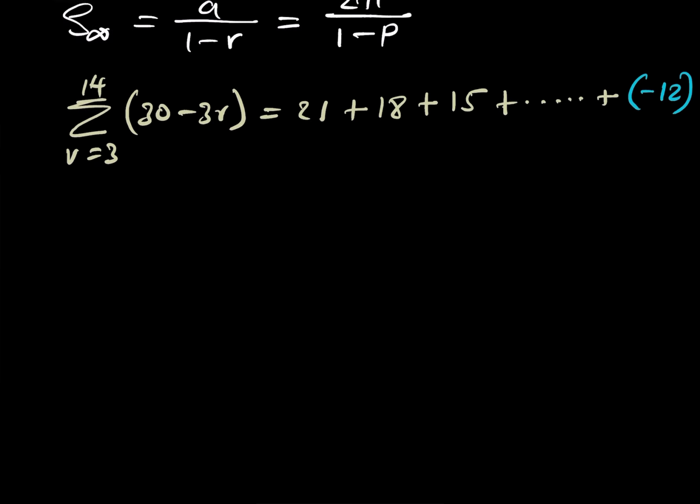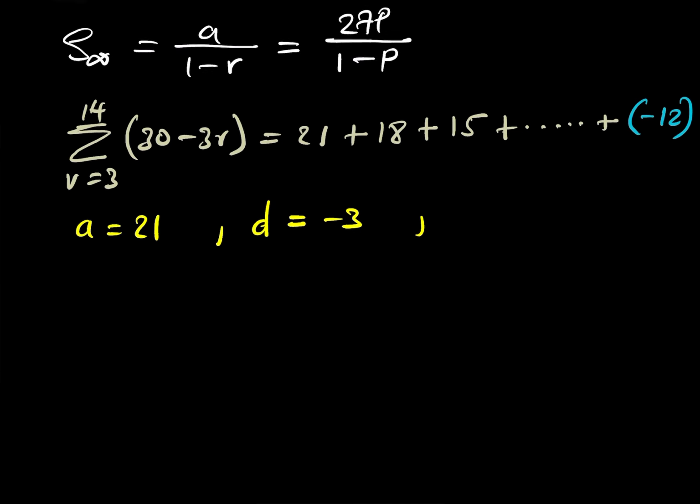Now, check something here. This is an arithmetic series. So what do you need? You need your first term, that is your a, which is 21. You also need the difference between two consecutive terms. Let's try to really do the difference. That should be 18 minus 21, which should be negative 3. That should be negative 3 there.